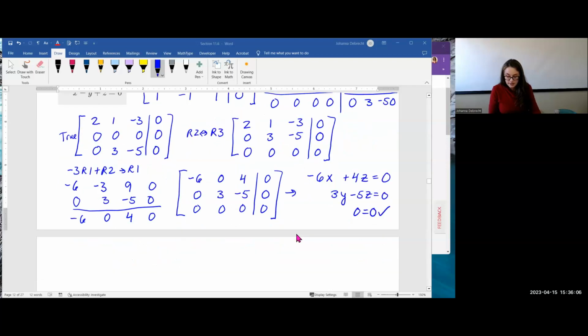But the problem is I still have 3 variables, x, y, and z. But because I have an all zero row, I effectively only have two equations. Because I only have two equations, but I have more variables, I cannot solve the system for a unique solution. This means that there are infinitely many solutions. So in this case, we would put infinitely many, or INF, for infinitely many.